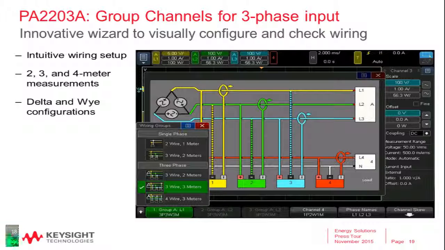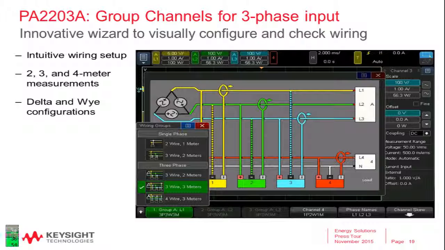So what we've done is we've created an innovative wizard to visually configure and check the wiring. So this diagram here is a real-time display of how your instrument is connected. You can select whether you're going to measure single-phase or 3-phase, and for the 3-phase there are different configurations. You select the configuration that is your wiring system, and this screen will change and show you exactly how to make each connection for your particular configuration.